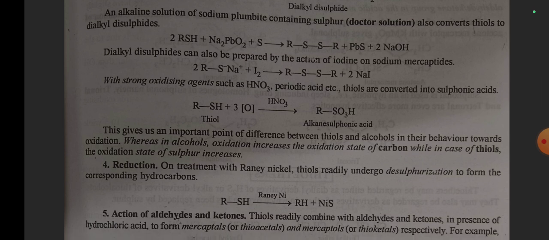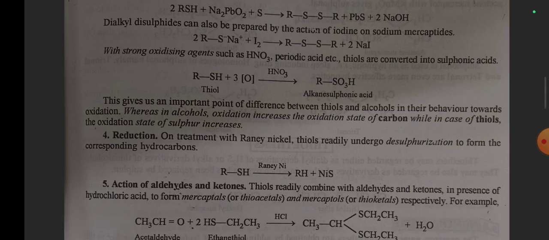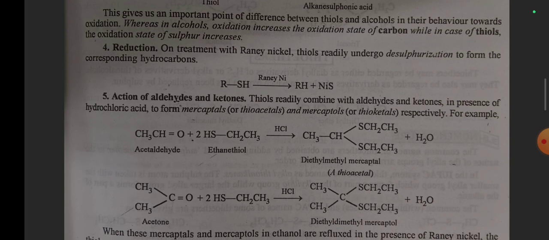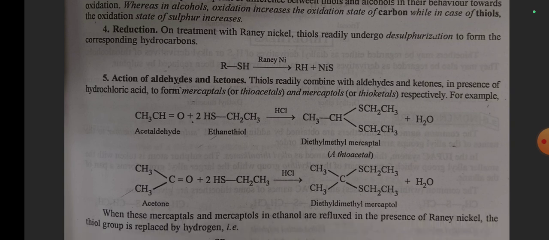Dialkyl disulfides can also be prepared by the action of iodine on sodium mercaptides. With strong oxidizing agents such as HNO3, periodic acid, etc., thiols are converted into sulfonic acids. This gives us an important point of difference between thiols and alcohols in their behavior towards oxidation. Whereas in alcohols, oxidation occurs at the carbon, in the case of thiols, the oxidation state of sulfur increases. For reduction, on treatment with Raney nickel, thiols readily undergo desulfurization to form the corresponding hydrocarbons.